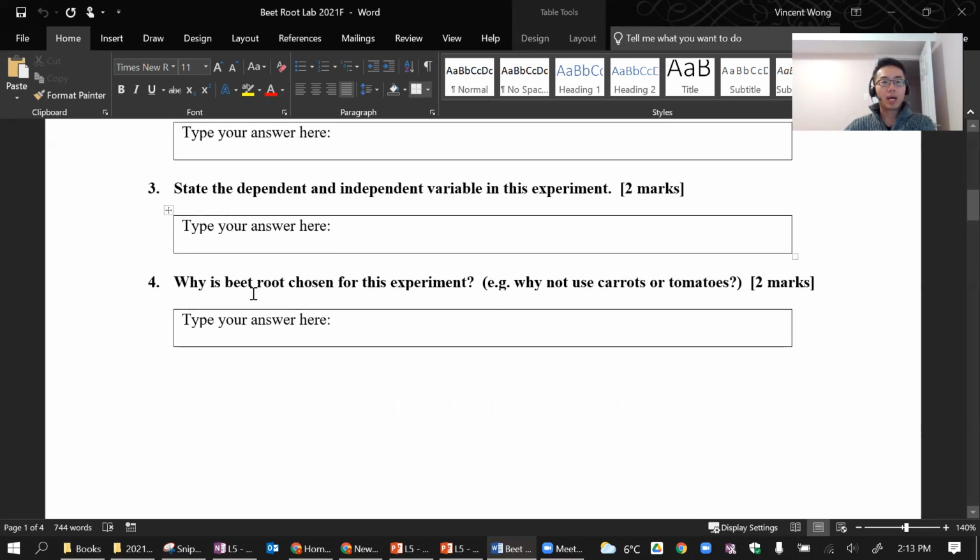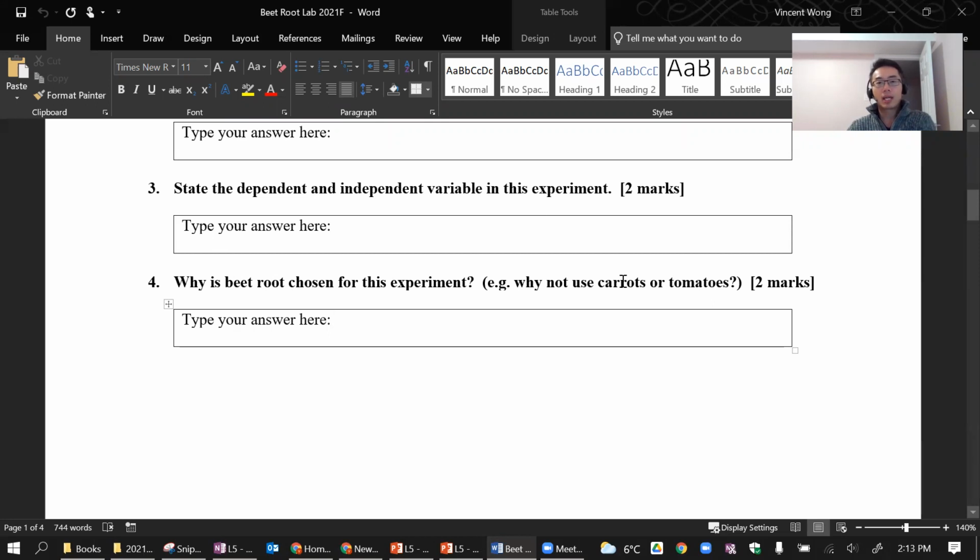Why is beetroot chosen for this experiment? Many people say because it has color, but it's 2 marks, so you want to explain why not use carrot or tomatoes as well. So the beetroot, yes, the color is very important. The color is very easy to develop. It dissolves in the water, and you can tell the difference very easily.